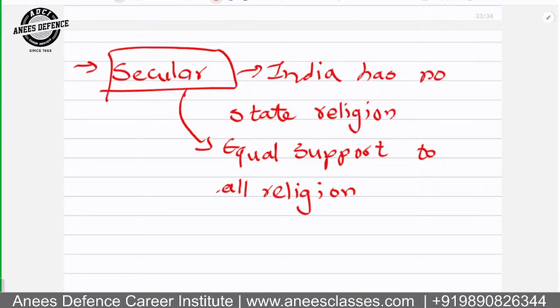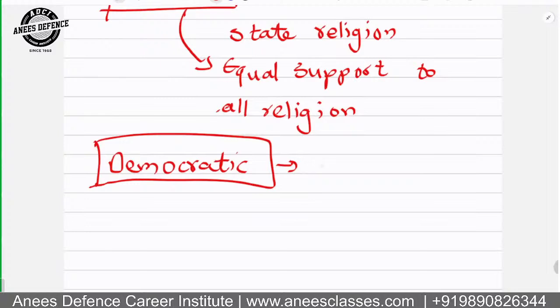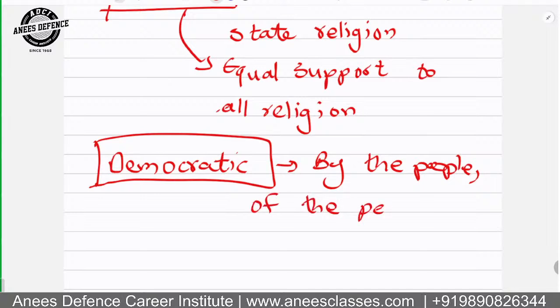Next is democratic. India is a democratic polity. Democratic means a system of government where government is elected by the people, it works for the people, and it is constituted of the people. So, India is a democratic polity. Very quickly, we will write: by the people, of the people, and for the people. Democratic.